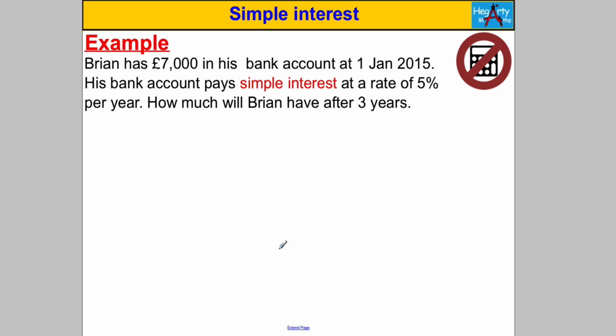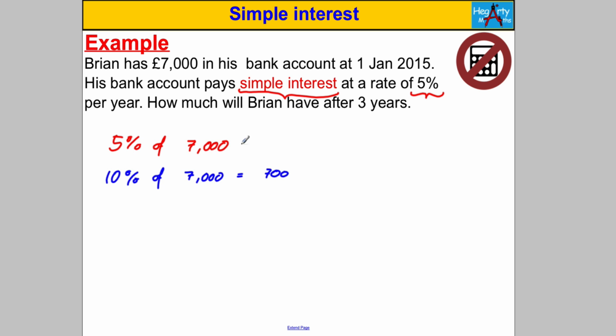Brian has £7,000 in his bank account as of the 1st of January 2015. His bank account pays him, unfairly for poor old Brian, simple interest at a rate of 5% per year. How much will Brian have after 3 years? So with this case, we're not allowed to use a calculator. The first thing we're going to work out is 5% of 7,000. Now, go and work out 10% of 7,000, which is dead easy. You just divide by 10, you get 700.